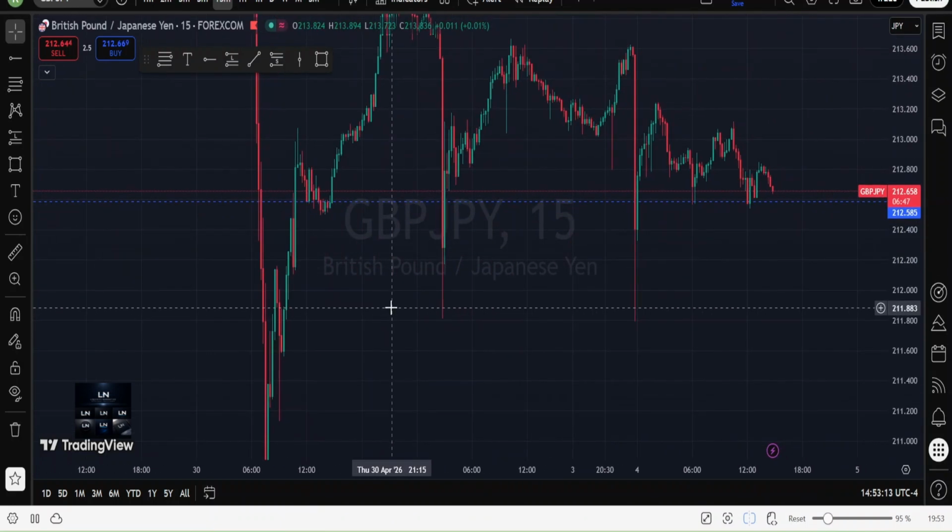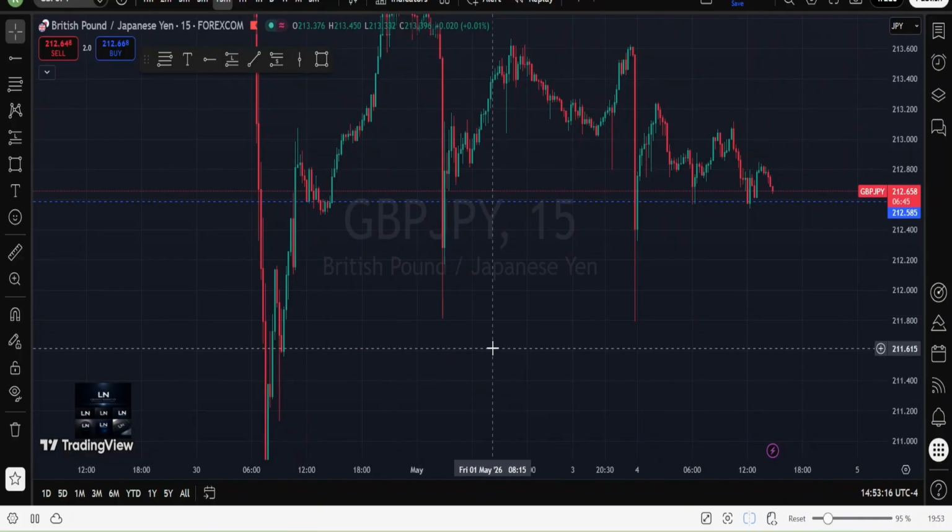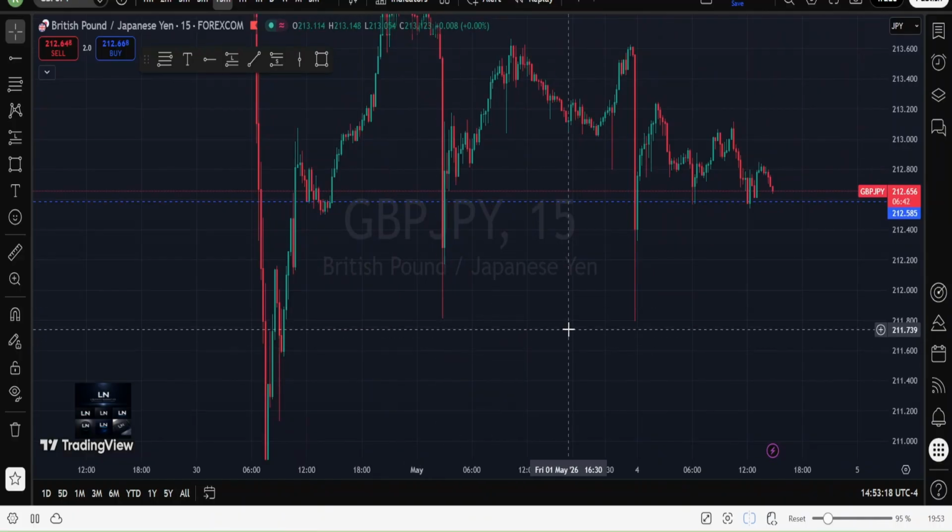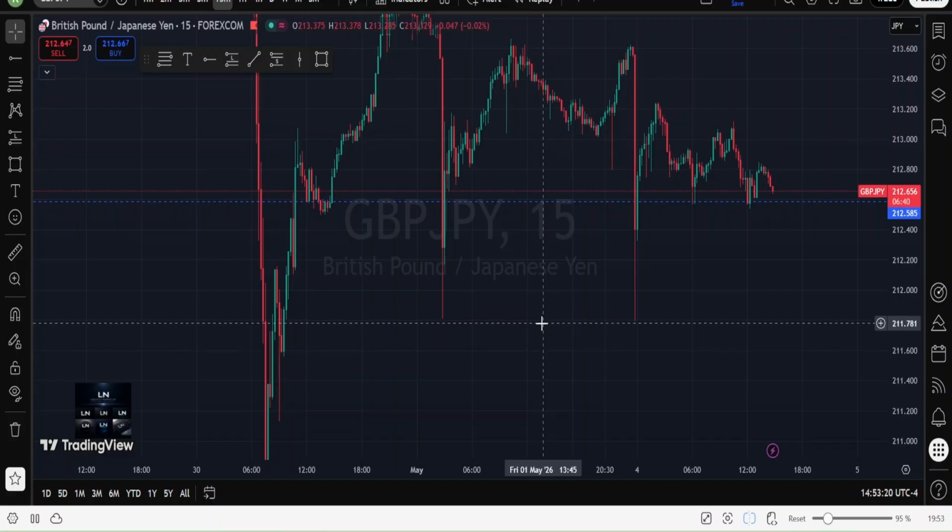Your lower time frame could also be the 5-minute time frame, depending on the kind of trader you are. So we are now waiting. This is where the difference lies between those who rush into the market and those who wait.